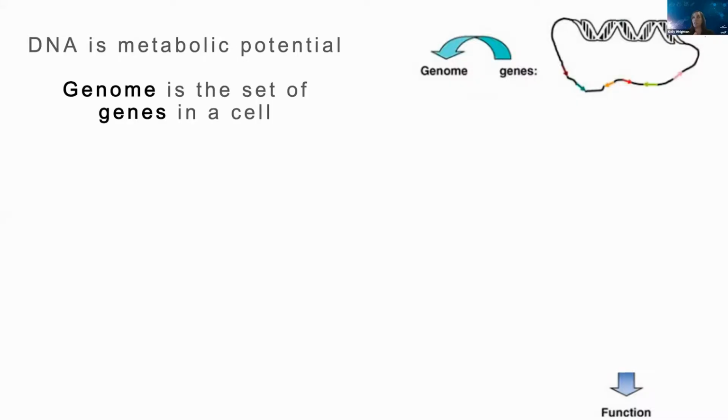So basically, a genome is the set of genes in a cell. And so, in this picture here, we have 5 or so different colored genes, and they're organized. And collectively, these are the metabolic powerhouse, or this basically is the metabolic blueprint of what that cell can do.